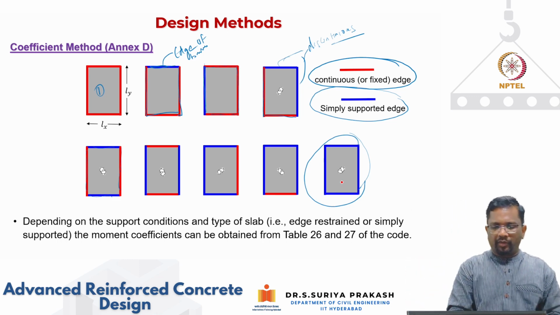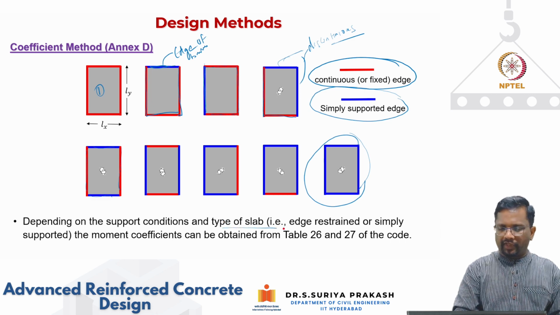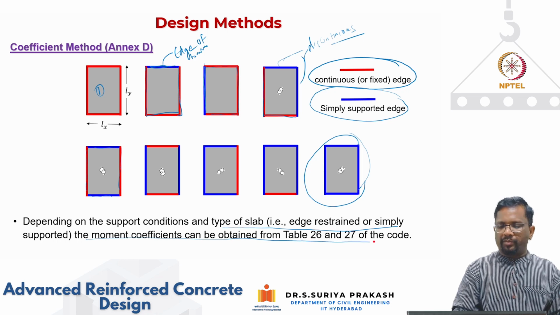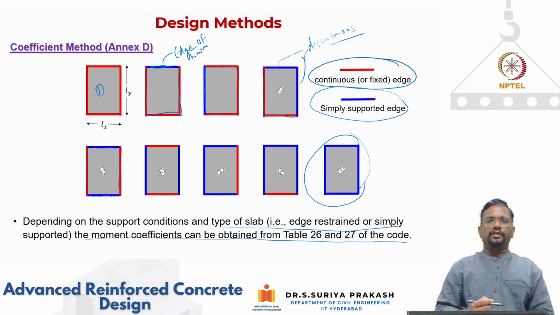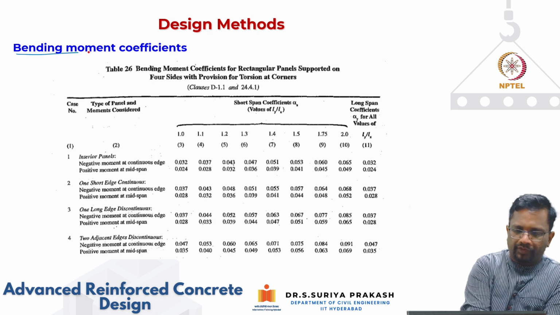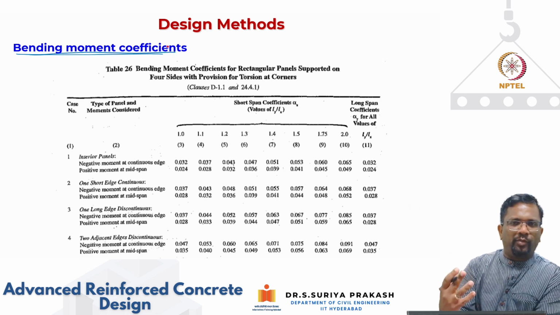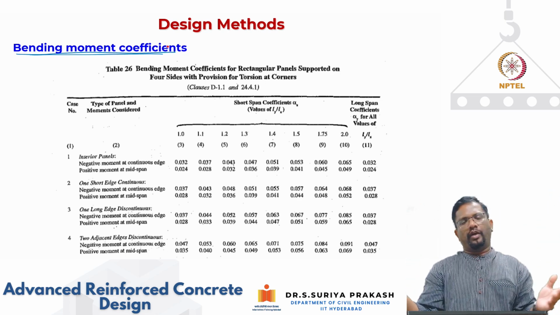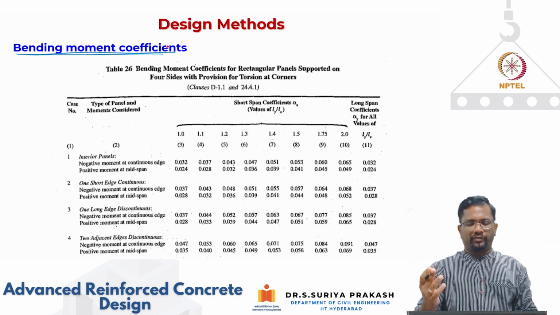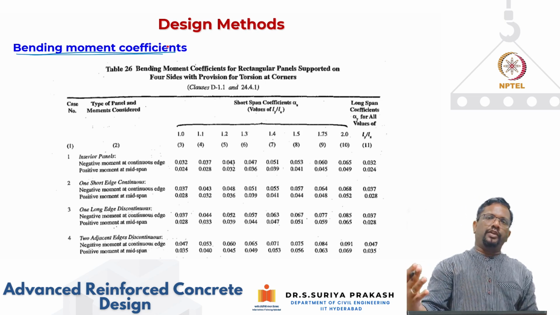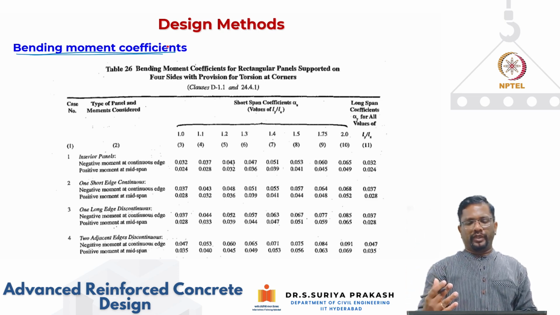So, depending upon the support conditions and the type of the slab, that is edge restrained or simply supported, the moment coefficients can be obtained from table 26 and 27 of the code. Now let's look at table 26. These are your bending moment coefficients. Using these coefficients, we get the moment. Now basically the depth is known, the width is known, and all we're doing is a sectional analysis. So it's very straightforward. The major task in this method is to find out the moments at different locations.